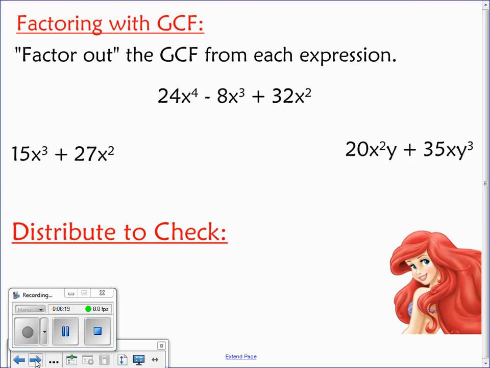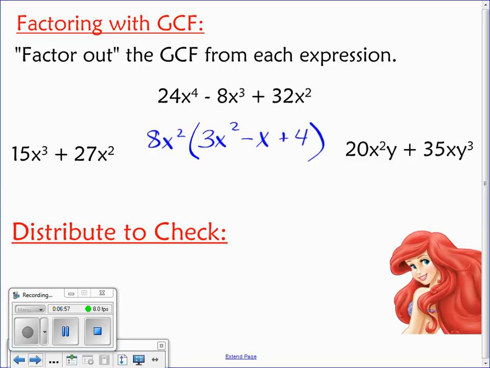All right, let's try some more GCFs. GCF in that top one, 24x to the 4th minus 8x cubed plus 32x squared. 8? Good, 8x squared. 8 goes into all of them. They all have an x. They all have 2 x's. They don't all have 3. So I can take 2 from each, right? Got to be fair. So if I divide out 8x squared, what do we have left here? 3x squared minus plus.